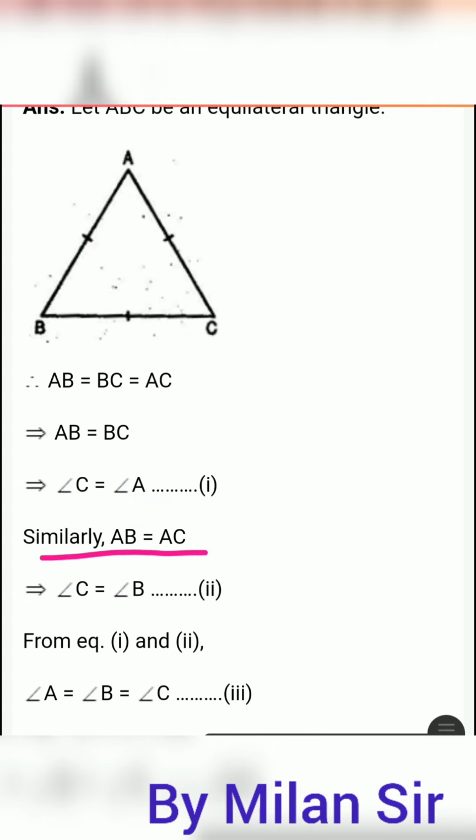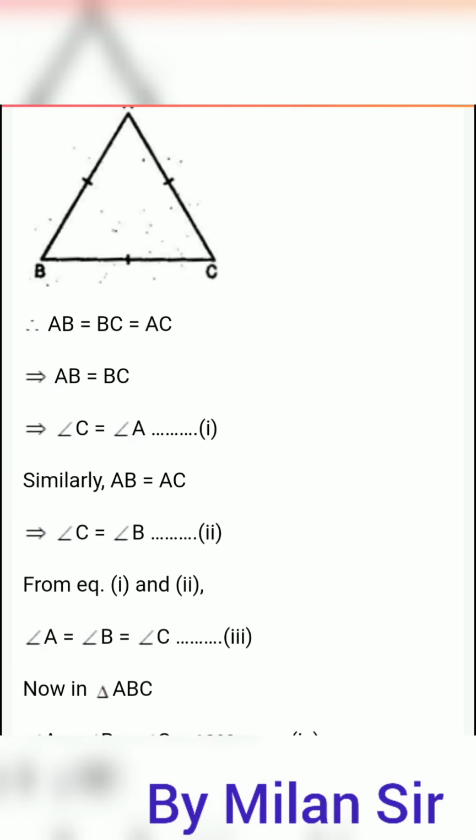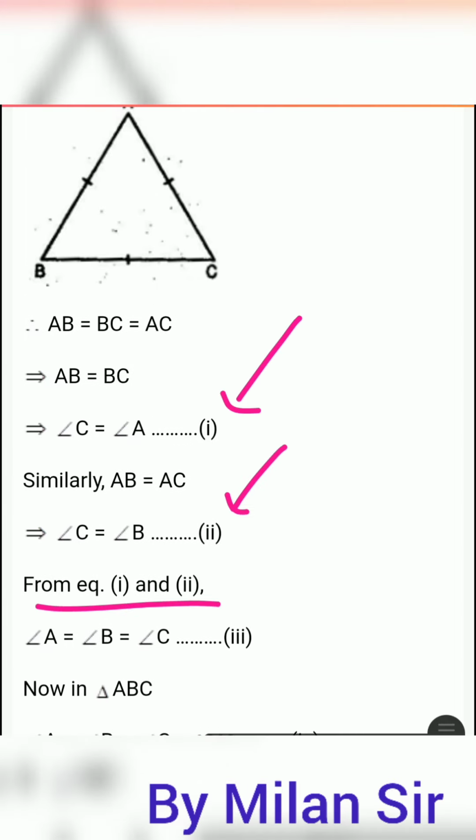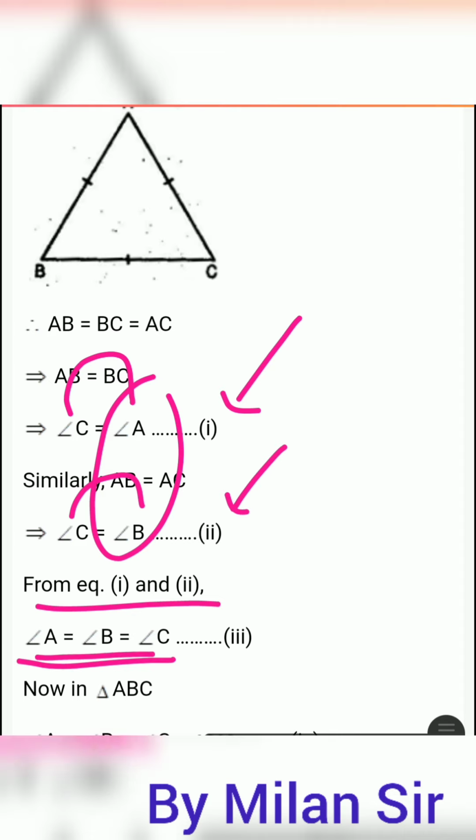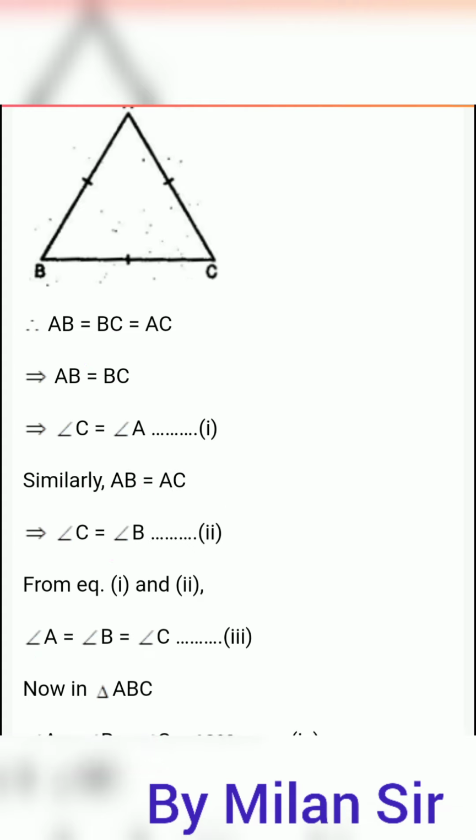Now similarly consider AB is equal to AC. So angle C is equal to angle B. Here we have equation number 1 and equation number 2. Now from equations 1 and 2, C is equal to A, C is equal to B. Alternately angle A and B are also same. Alternately angle A is equal to angle B is equal to angle C. All the three angles are same.